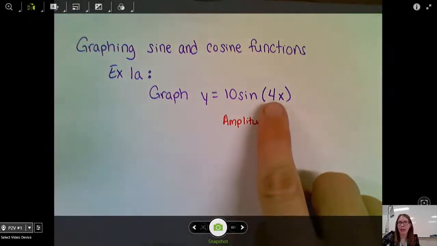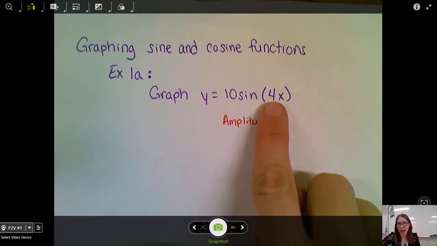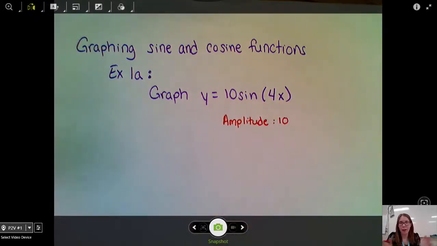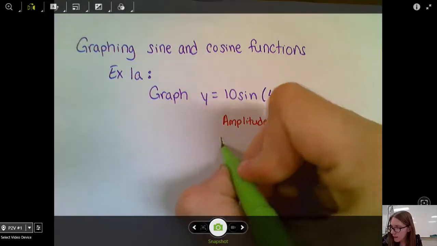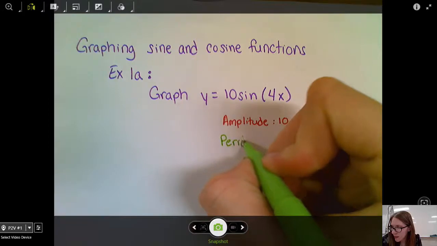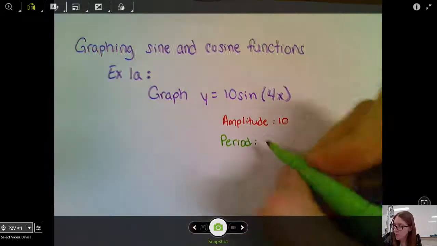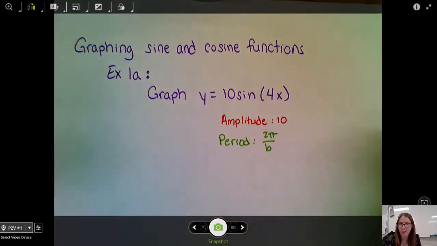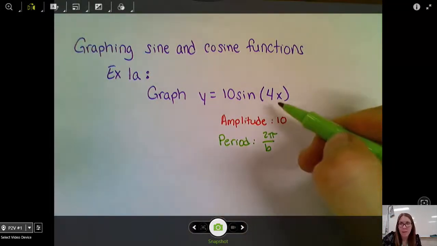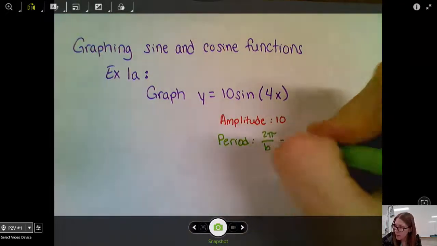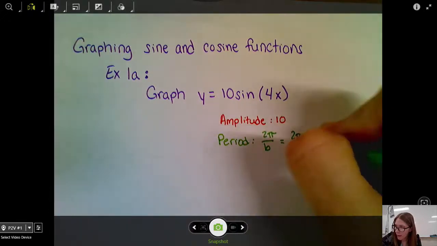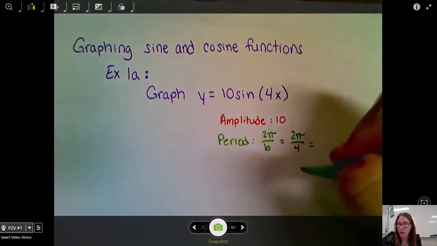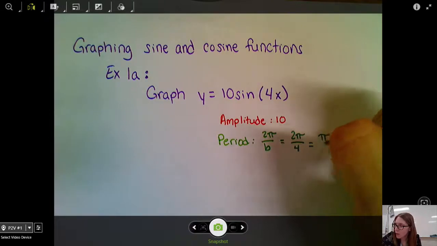And we also saw in class that this number that's in front of the x changes the period of our graph. And we wrote out our little rule that 2 pi divided by the number in front of the x gives us the period. And we called that number in front of the x b, 2 pi divided by b. In this case, that b value is 4. So 2 pi divided by 4 gives us our period, and that simplifies to pi over 2.